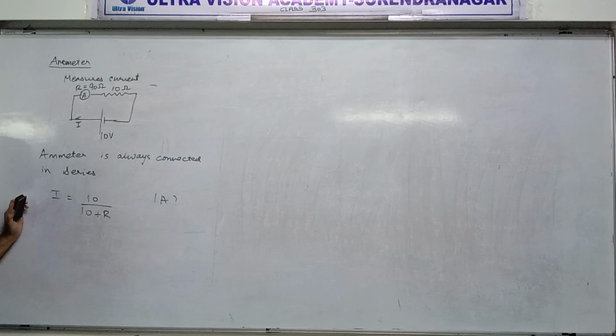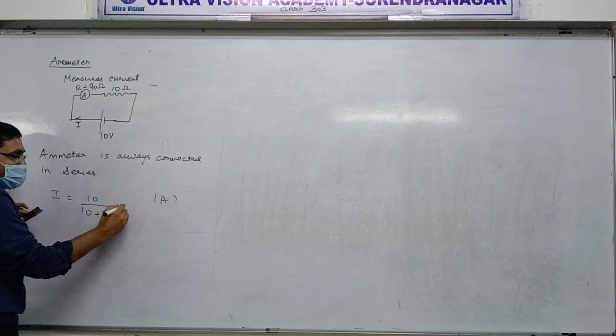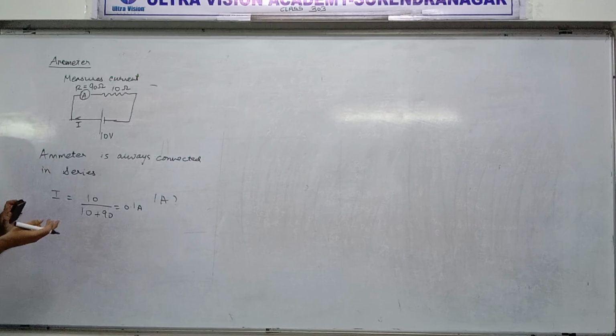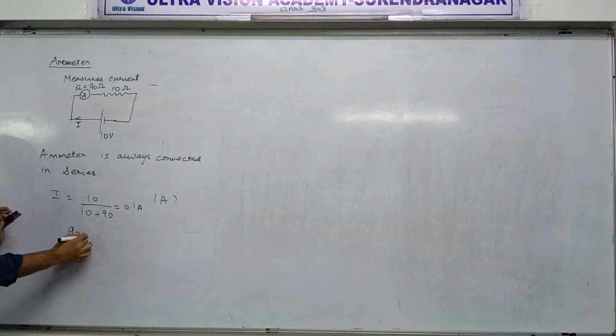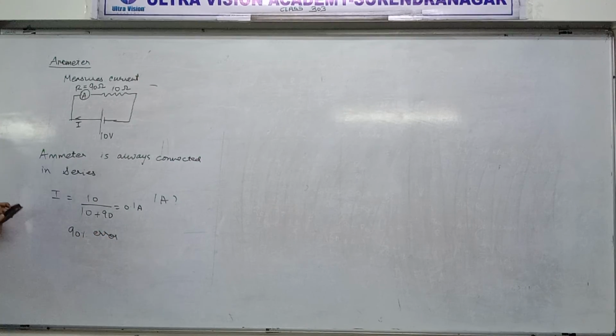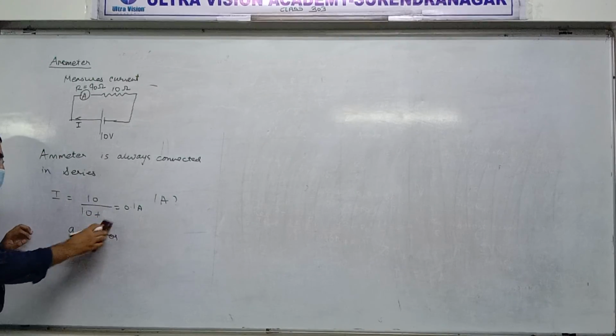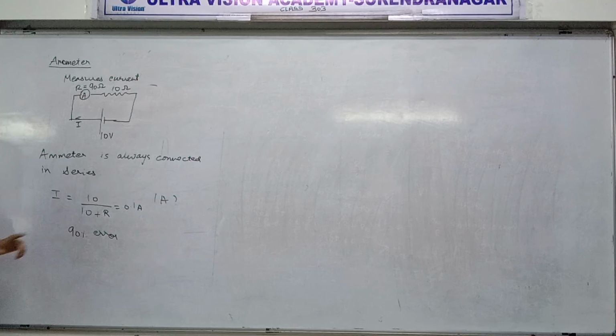Suppose the resistance of this ammeter is 90 ohm. Do you see something funny? What will come? Only 90% error. The direct meaning of this is, if you want to reduce error, the value of R should be less. Because when you connect it in series, this resistance changes, so the current will also change. Theoretically the answer is 1 ampere, but practically, if you go to measure, it will not come to 1 ampere.